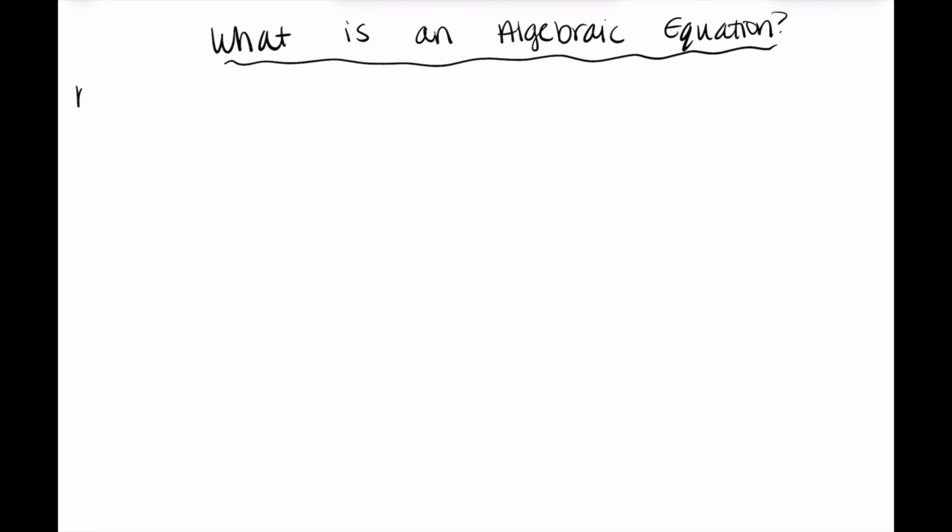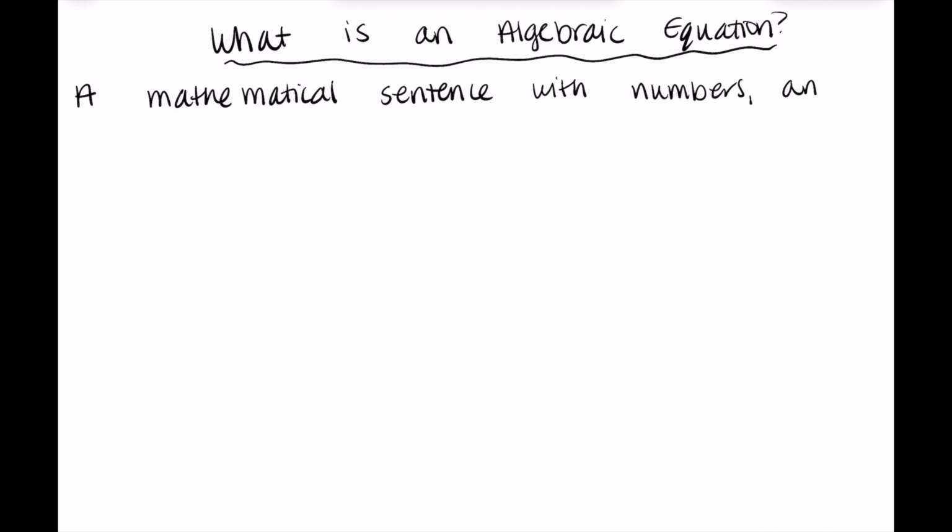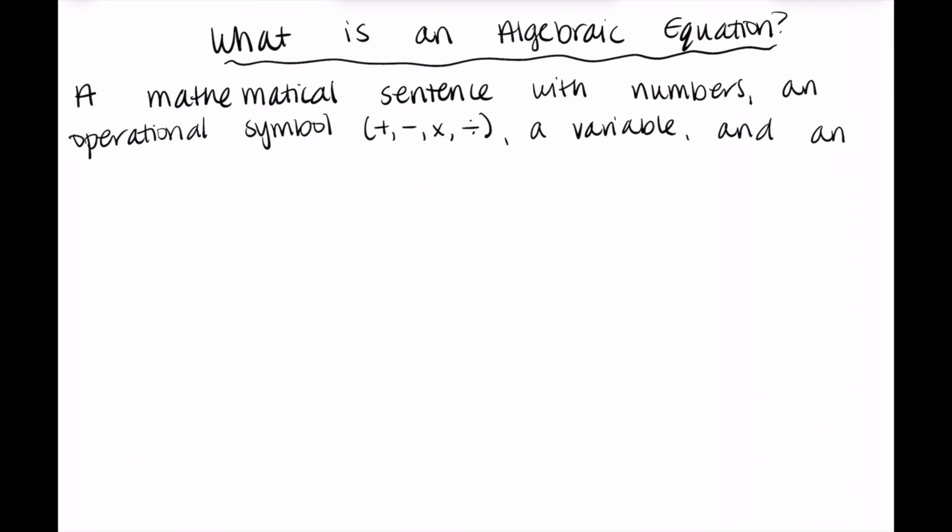To start off, let's go through and define what an algebraic equation is. So an algebraic equation is a mathematical sentence with four components. Firstly, it's a mathematical sentence with numbers. It also needs to have an operational symbol, whether that be adding, subtracting, multiplying, or dividing. The third thing it must have is a variable. And the fourth and final thing that makes an algebraic equation is an equal sign.